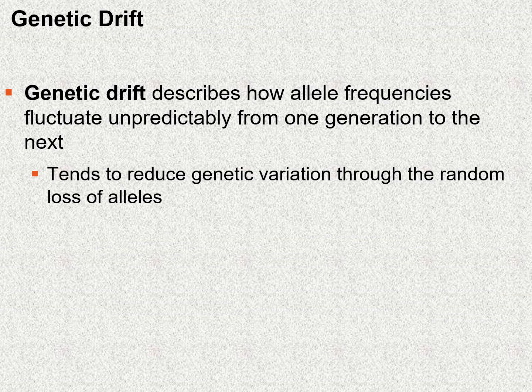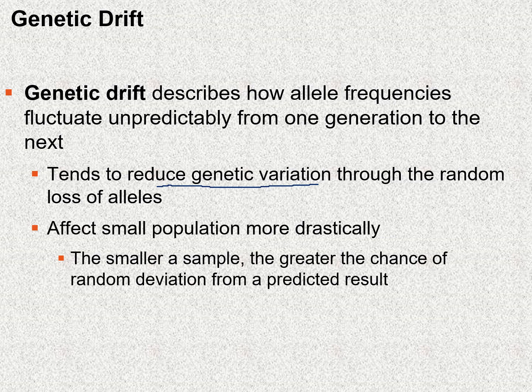Now, it tends to reduce variation. Okay, so variation tends to be reduced when genetic drift takes place. Often alleles are lost. And again, I already mentioned this, small populations are affected more drastically by genetic drift. The smaller the population, the greater the chance of deviation.